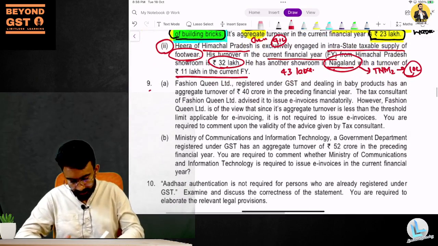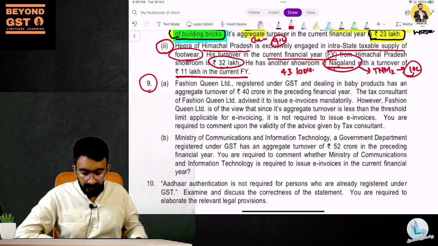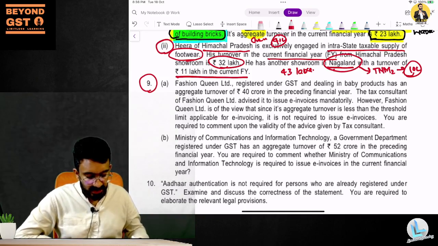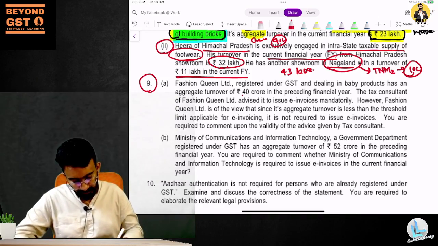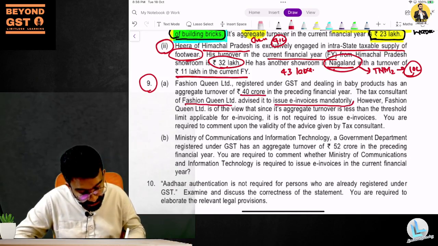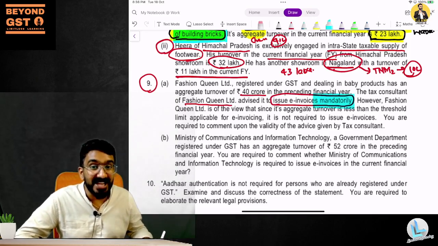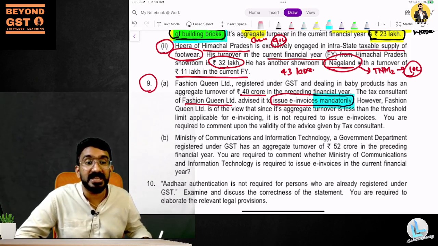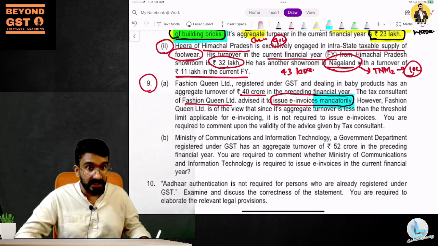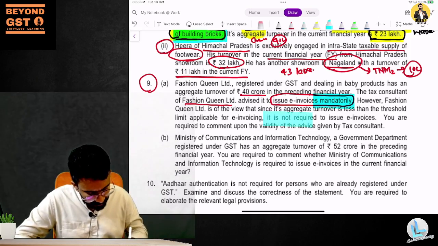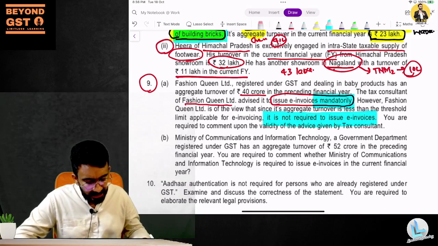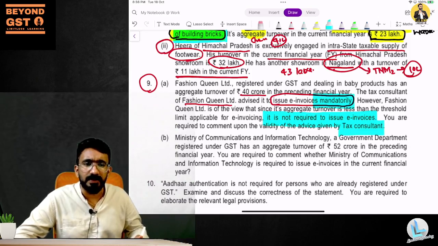Next question, question 9. Fashion Queen Limited, registered under GST and dealing in baby products, has an aggregate turnover of 40 crores in the preceding financial year. Tax consultants of Fashion Queen Limited advised to issue e-invoice mandatorily. They say it's mandatory. However, Fashion Queen Limited is of the view that since aggregate turnover is less than the threshold limit applicable for e-invoicing, it is not required to issue e-invoice. You're required to comment upon the validity of the advice given by the tax consultant. What is the limit for applicability of e-invoicing?